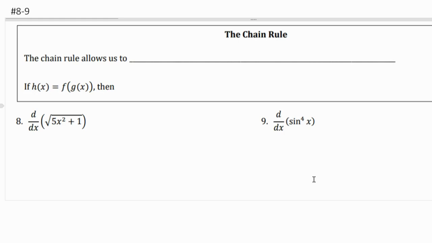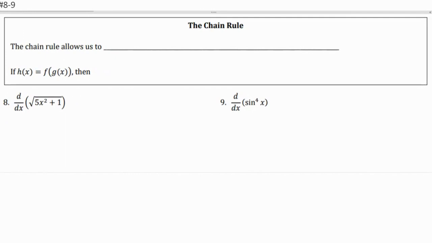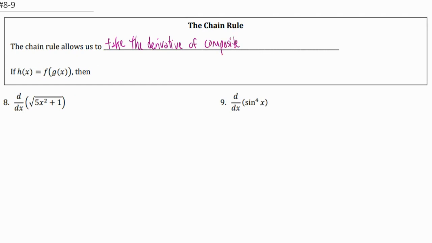All right, so the chain rule is our third new derivative rule that we are learning in chapter 5. The chain rule allows us to take the derivative of composite functions. So a composite function is a function that's plugged into a different function. So like f of g of x would be where g is inside f of x.